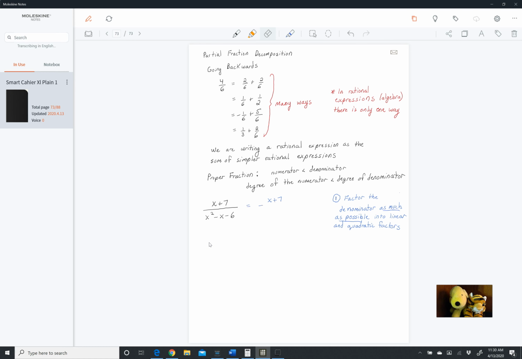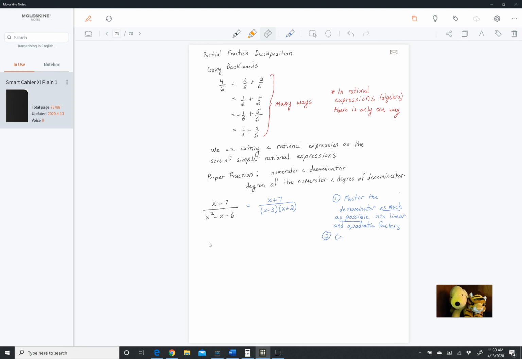So again, we're not going to go through the factoring process. I'm going to assume that at this point you know your factors. Okay, so this factors to x minus 3 and x plus 2. Okay, so what you're going to do is you're going to create fractions. Each one is going to have one of the factors as the denominator, okay? And you'll see what we mean by this in a second.